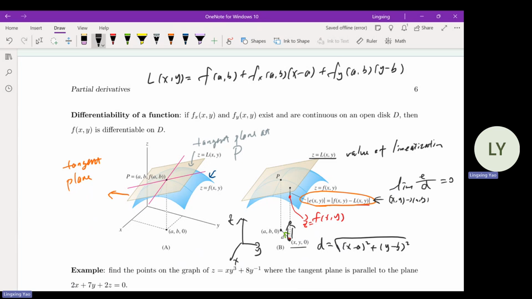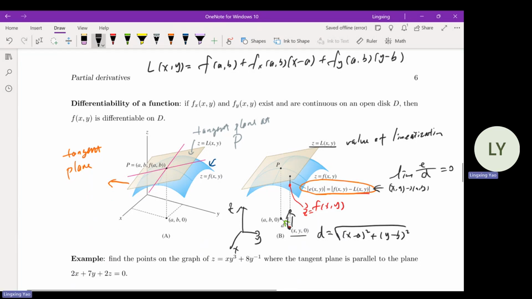Okay, so what does this mean? Geometrically, this means the tangent plane will be a very good approximation, getting really close to the graph of the function as we are getting closer to the point A, B. This is what we mean by differentiability. So this means if a function is differentiable, the tangent plane will be a good approximation to the graph of the function. The linearization will be a really good approximation for the original function.